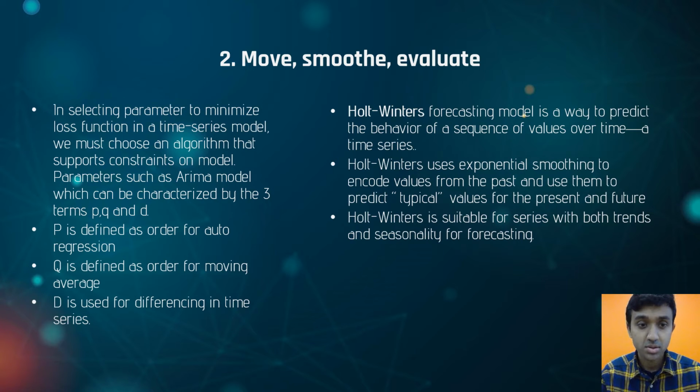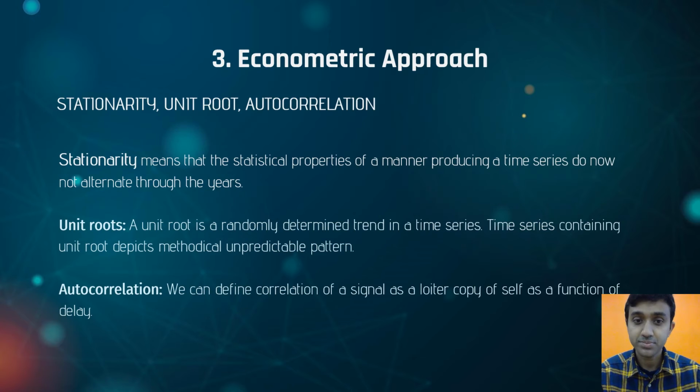So the next thing is, in selecting a parameter to minimize loss function in a time series model, we choose a particular algorithm that supports the constraints on the model, and which can be characterized by the three terms P, Q, and D, wherein P is defined as the order for the autoregressive order or autoregression, Q is defined as the order for moving average, and D is used for differencing on the time series. On the same thing, Holt-Winters is also another technique or model in which we predict the behavior of a sequence of values over time in time series, and it is mainly suitable for predicting both trends and seasonality for forecast.